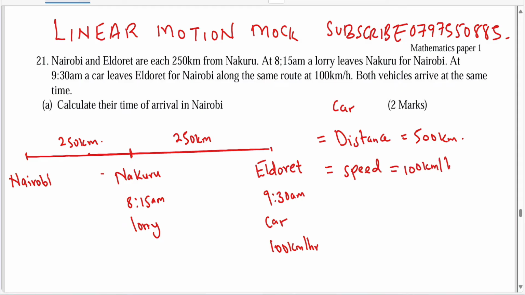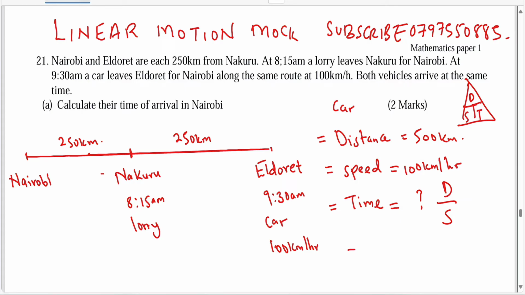Okay. So since the speed is 100 kilometers per hour, now whatever you need to find out is only time, or the duration that the car took from Eldoret to reach Nairobi. Okay, so let's find out that time. And time is given by distance over speed. From there, the diagram that I'll draw right now, which is distance, speed, and time.